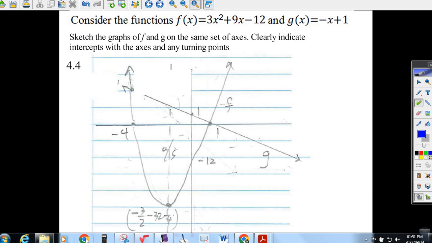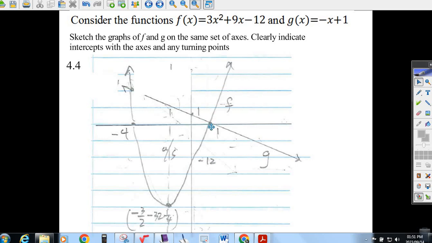Okay, let's try the last part of the parabola question. They want you to sketch the graphs of f and g on the same set of axes. Clearly indicate the intercepts with the axes and the turning points, any turning points. Well, first thing maybe it was good to sketch is just to take a look. We're going to sketch this. Well, let's sketch the parabola first.